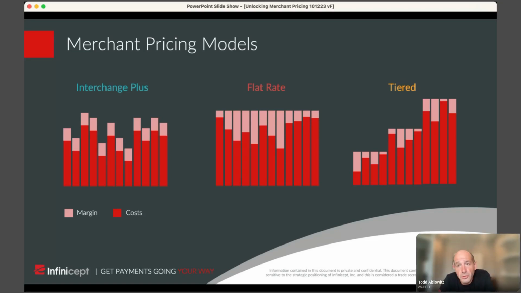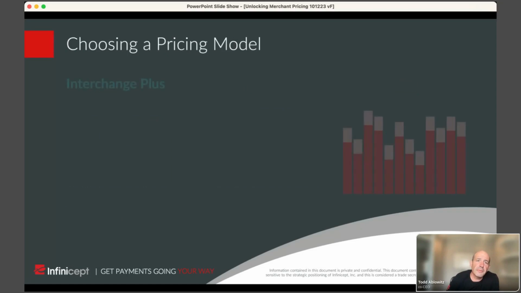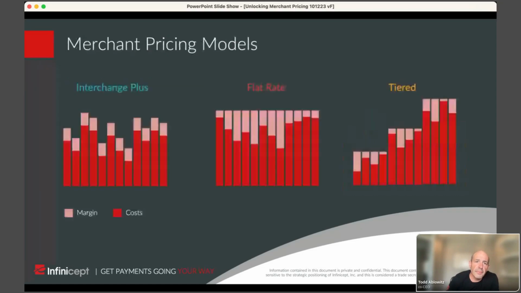So you've got thousands of interchange rates based on the things I described. Kevin, let me know if you wanted to drill down on anything with Durbin. So the interchange rates are going to be different on an interchange plus pricing model. Flat rate, you'll see it's one price across all the different transactions, and then tiered. This is an example of a 3-tiered. This graph is a 3-tiered.